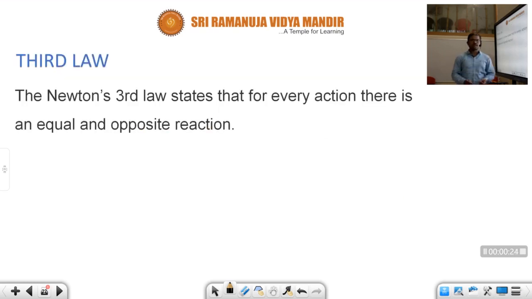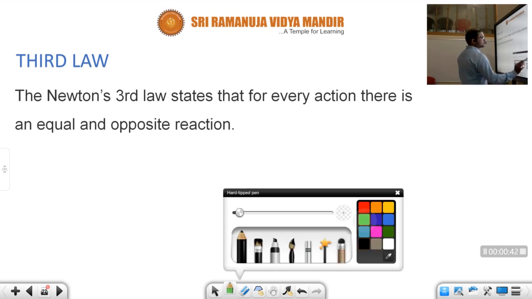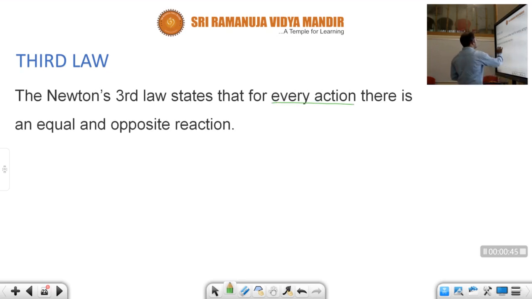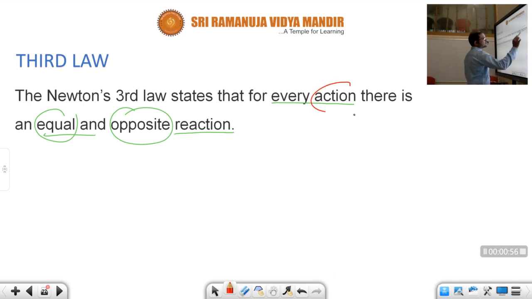So the next one, children, Newton's third law. What does Newton's third law state? Newton's third law states that for every action there is an equal and opposite reaction. Children, here whatever it is, action or reaction, it is nothing but force, children.